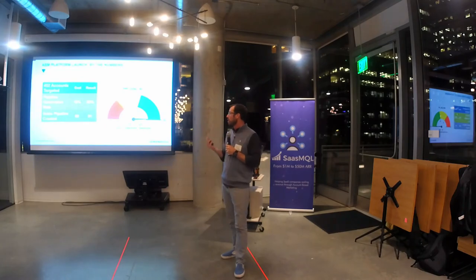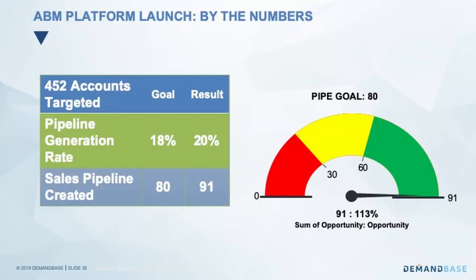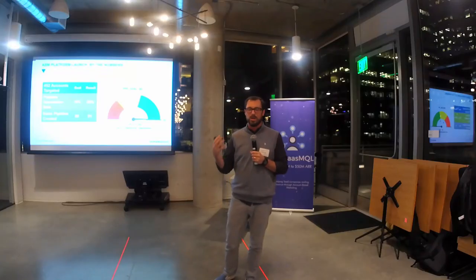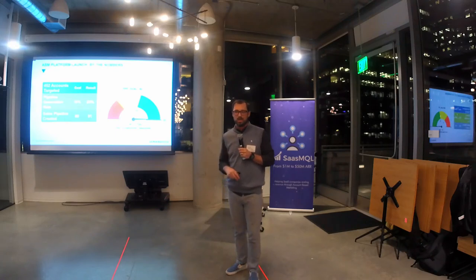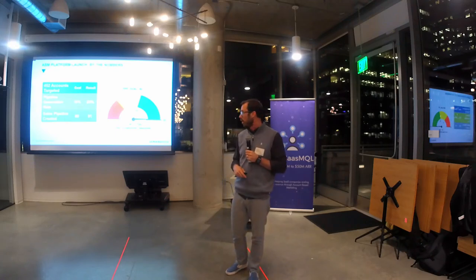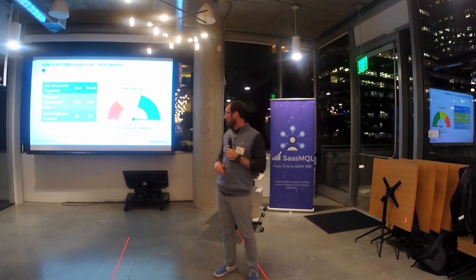In doing that, we targeted 452 accounts that were selected by our reps. We set a goal of a pipeline generation rate of 18%. So of that 452, we figured we're going to get about 80 different sales opportunities. A little bit higher performance rate than what we're seeing with some of the Franco's clients, but we've been practicing this a little bit longer. This is just a new campaign and tactic we're putting into place. We've been pursuing many of these accounts prior to the launch of this, so we were feeling pretty good that we were going to hit that.